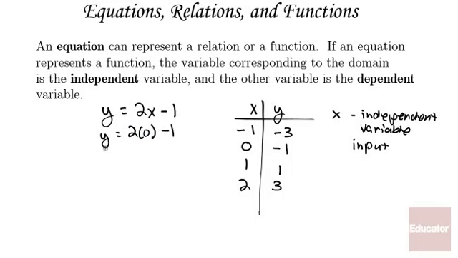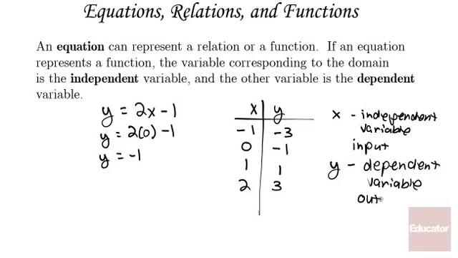Then I do my calculation, and out comes the y value. So the value of y is dependent on x. Therefore, it is the dependent variable, and we also sometimes say it's the output. You put x in, do the calculation, out comes the value of y. So x is independent, y is dependent.